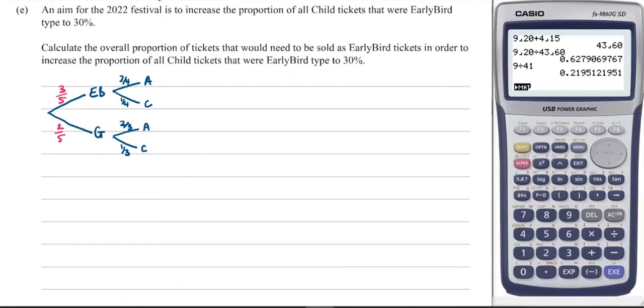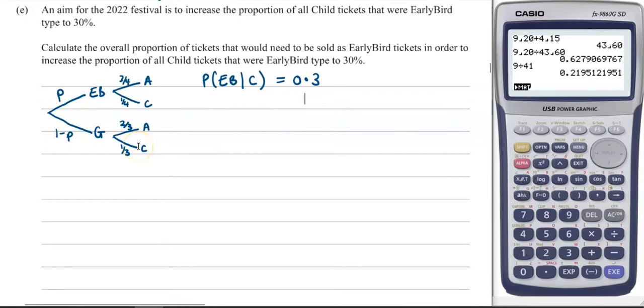So let's start with this tree diagram again to work out what's going on. We want the overall proportion of tickets that would need to be sold as early bird. So we don't know this number here. So let's take that off. Let's call that a P, and this would be 1 minus P. So what proportion would need to happen so that the proportion of all child tickets that were sold that were early bird makes 30%. So the probability of early bird given that they're a child ticket has got to come to 0.3.